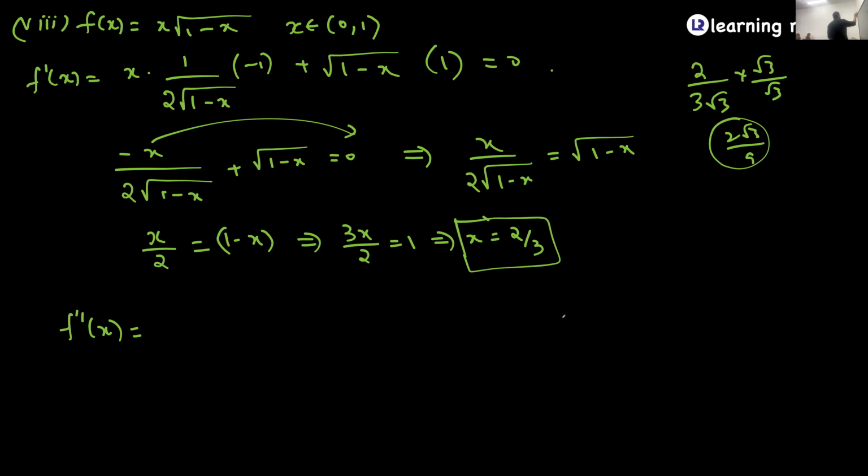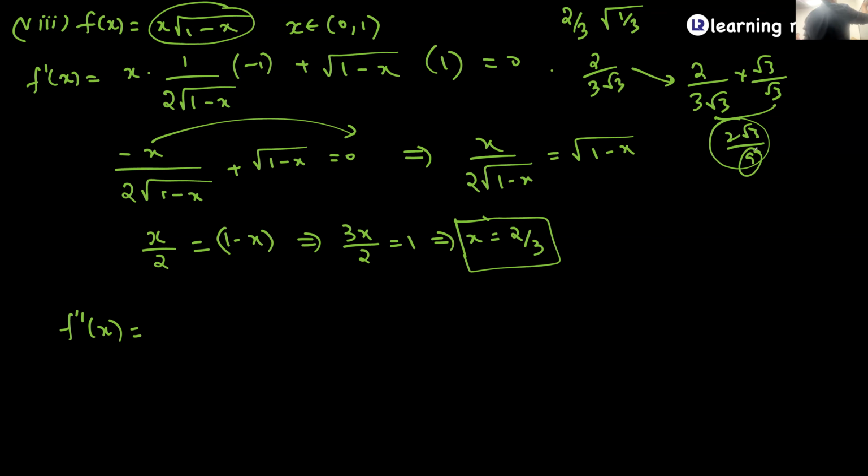So when you substitute 2 by 3 here, you will get 2 by 3 into root of 1 minus 2 by 3, which is going to be 1 by 3. So you will get 2 divided by 3 root 3. When you rationalize it with root 3, root 3 by root 3 into root 3 becomes 3, 3 into 3 is 9, and in the numerator you have 2. So this is going to be the maximum value, and this is the point of maximum.